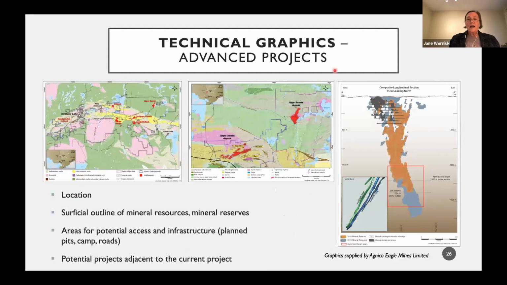Next are graphics from an advanced exploration project. These three images are from the Upper Beaver Gold Project in Agnico Eagle's Kirkland Lake project in Northeast Ontario, including a regional geology map on the left, a local geology map in the middle, and a longitudinal section on the right with an inset cross section. You can see again a location map, the legend, and all the required elements of distances and directions. As well, the longitudinal section shows the deposit's reported mineral resources in gray and their mineral reserves in orange.